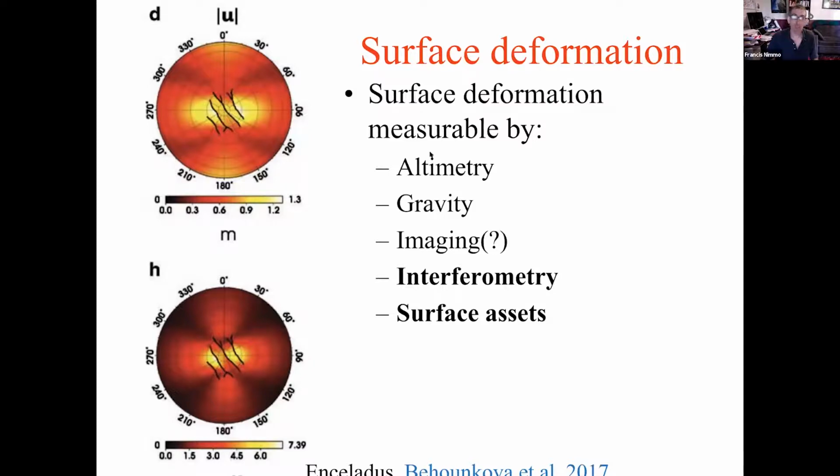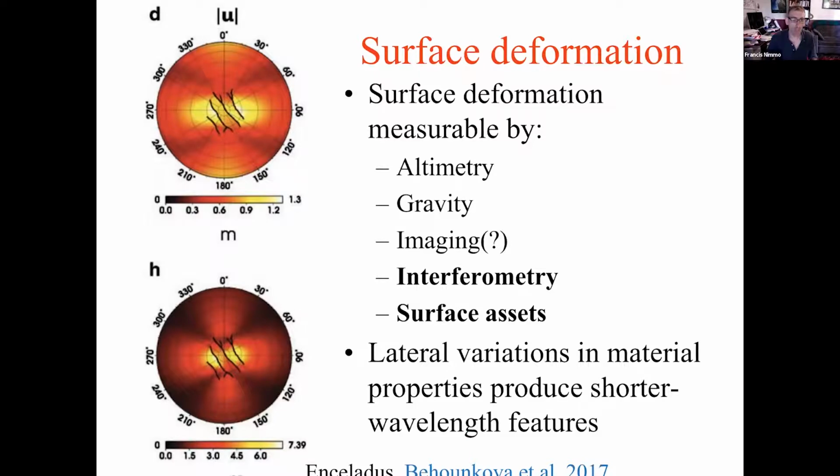There are various ways we could think of measuring this surface deformation. We could use altimetry, we could use gravity. If we have a really, really good camera, we might be able to use imaging. But I'm going to focus on the last two, which is radar interferometry and using assets at the surface. Just another point is that, as you can see, as we introduce lateral variations in material properties, the wavelength of the deformation gets smaller. If you have spherically symmetric bodies, then the wavelength is all rather long. It's degree 2 or degree 4.